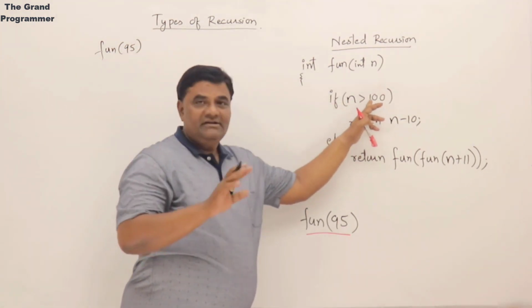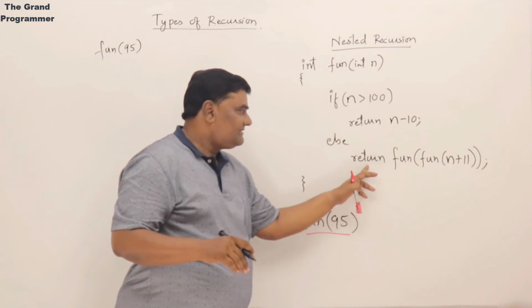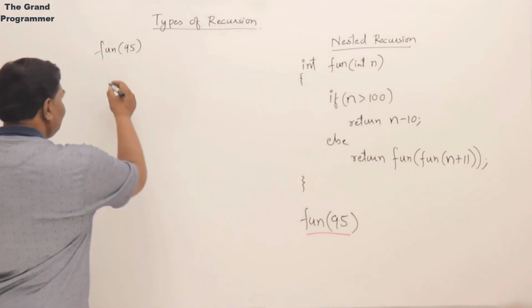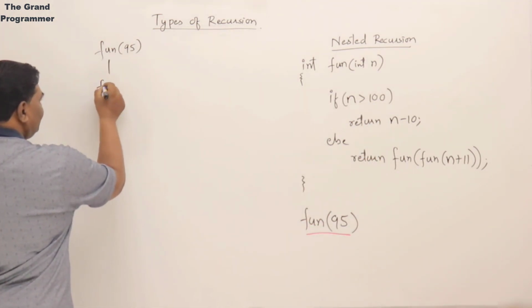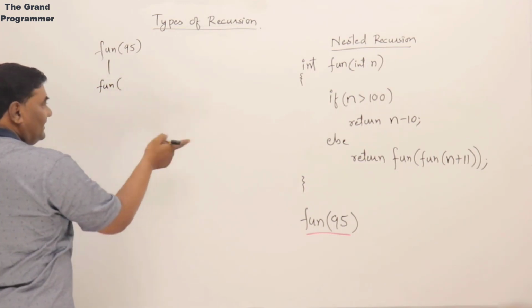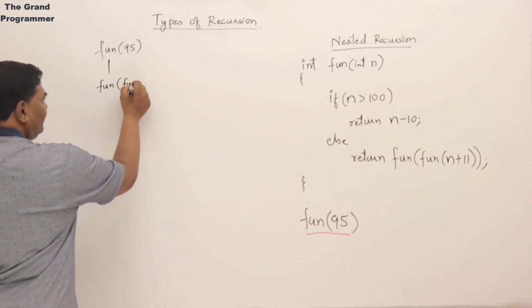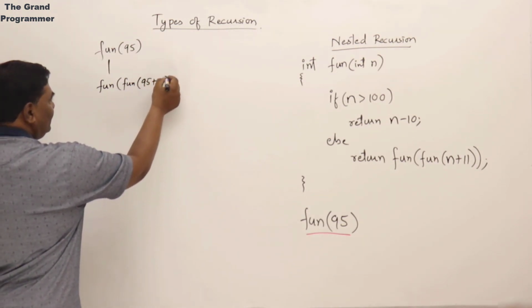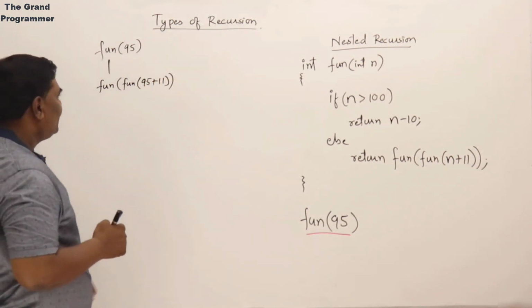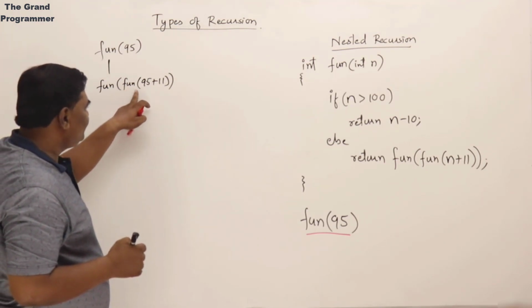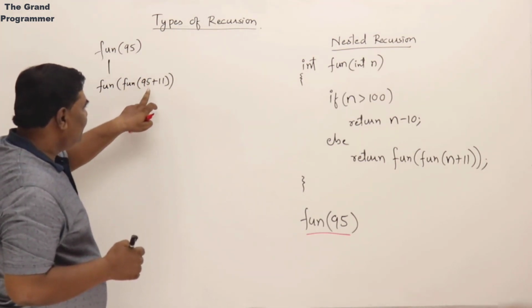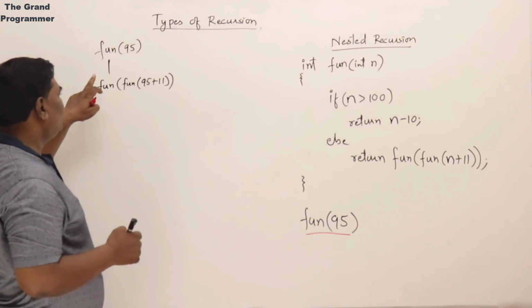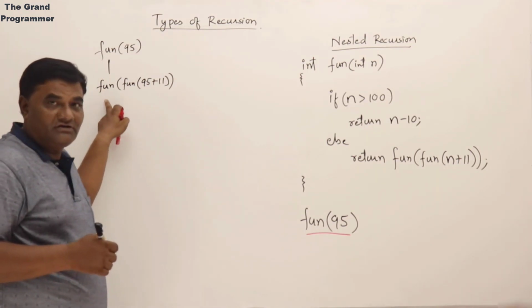95 is greater than 100? No. Then it will enter into the else part. So in else, it will call itself again by passing fun and again fun of 95 plus 11, that is 106. So first of all, I should know the result of this one. Then I can use that value as a parameter for this function call.